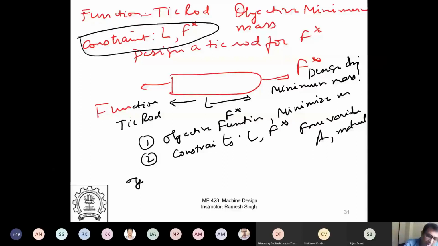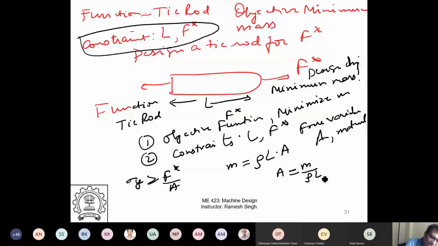So sigma y should be greater than or equal to F star over A, right? This is something which you know, F star over A. Now my m is equal to rho times L times cross sectional area, which is rho into volume, rho L A. Now my A is m by rho L, right?